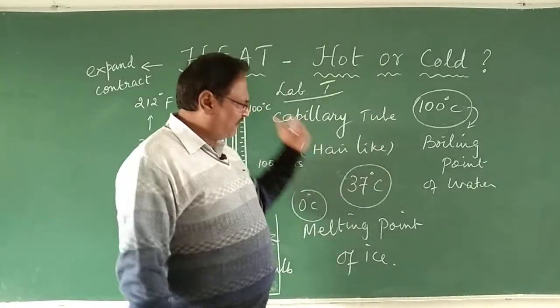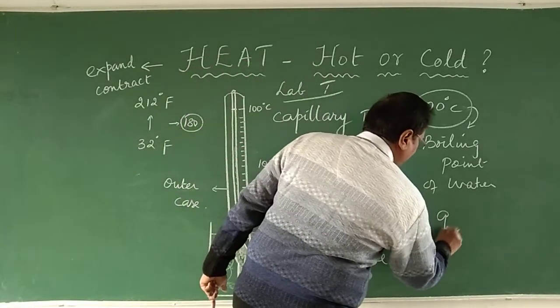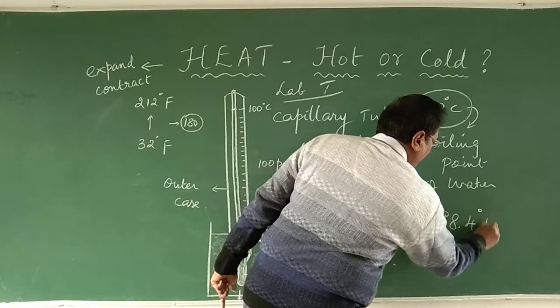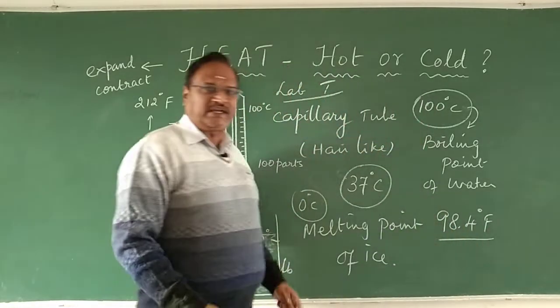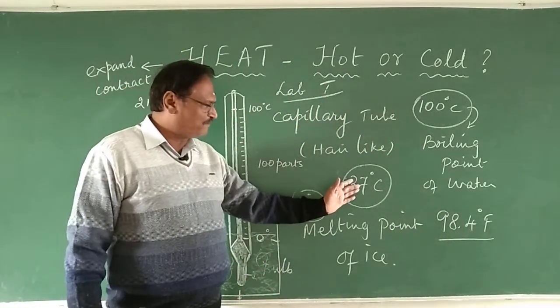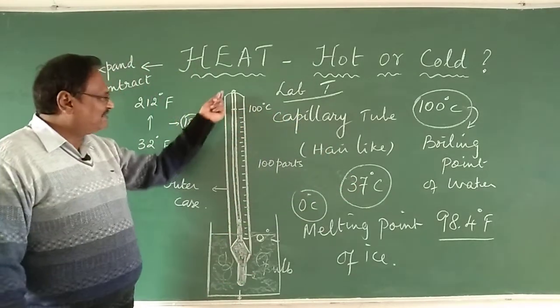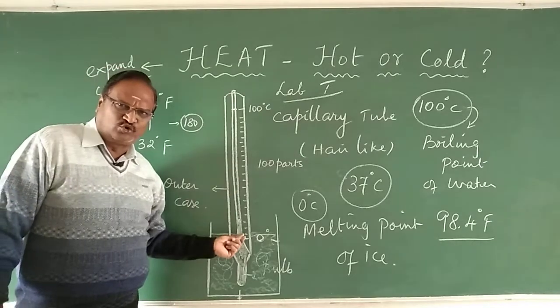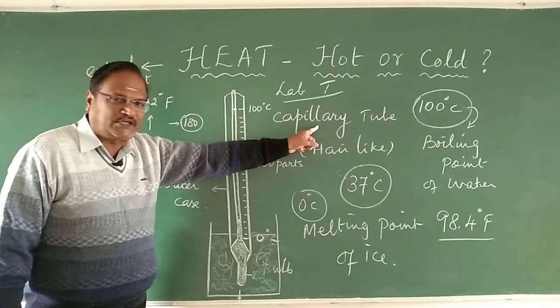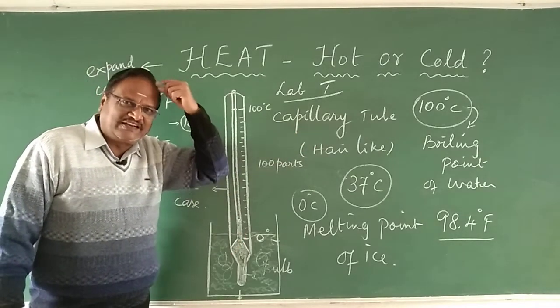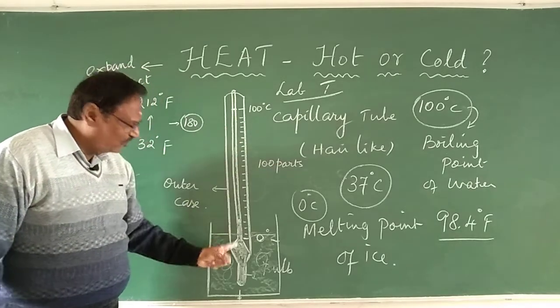But the same thing in the Fahrenheit scale is 98.4 degrees Fahrenheit. Okay, so I hope you understand. It consists of a glass tube, an outer case, and inside there is a thin glass tube, and that tube is called the capillary tube. It is so thin, it is hair-like, and that's called the capillary tube.